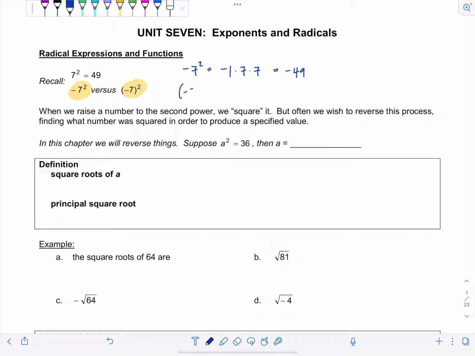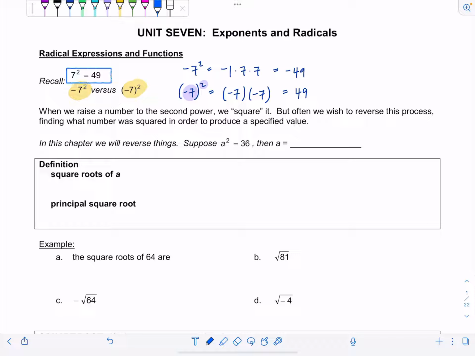However, if you have the quantity -7 squared in parentheses, the exponent says you write out everything inside the parentheses twice for this case. So that would be -7 times -7, which is +49. So the result is different. Pay close attention to where the minus sign is. If there's no negative, then it's straightforward, right?